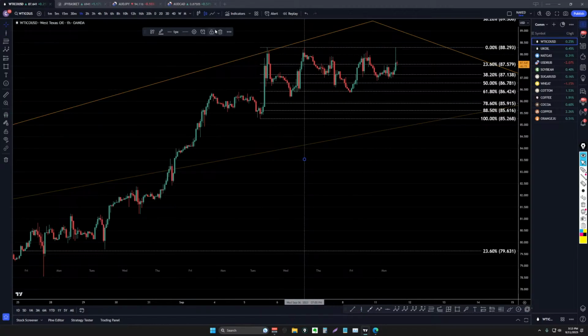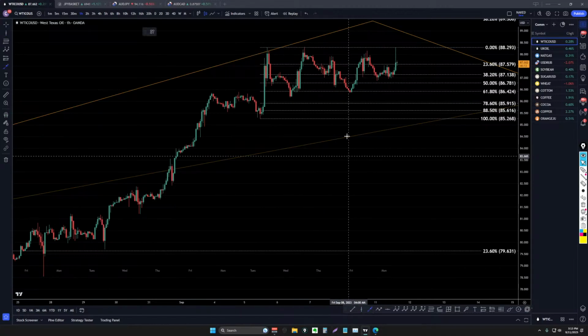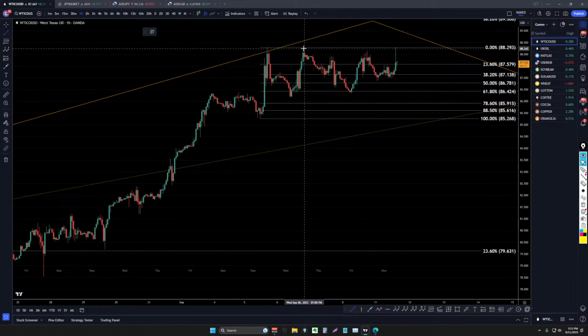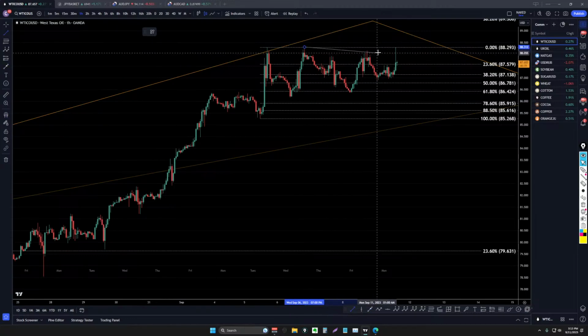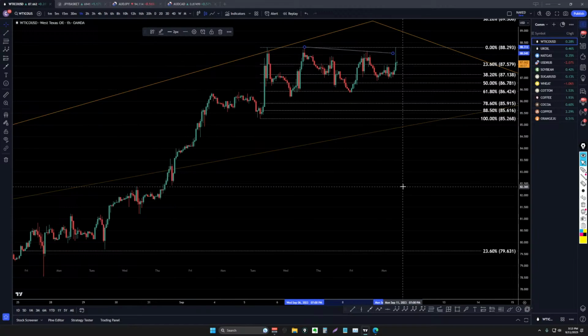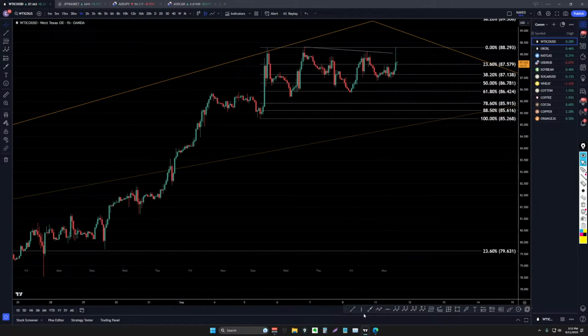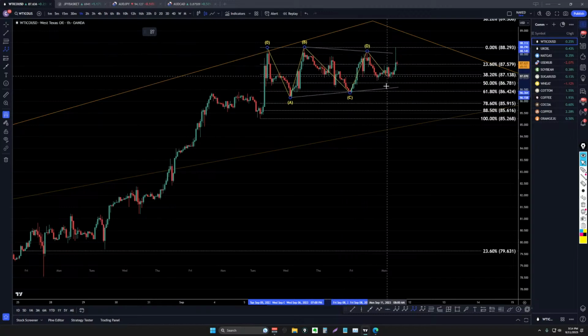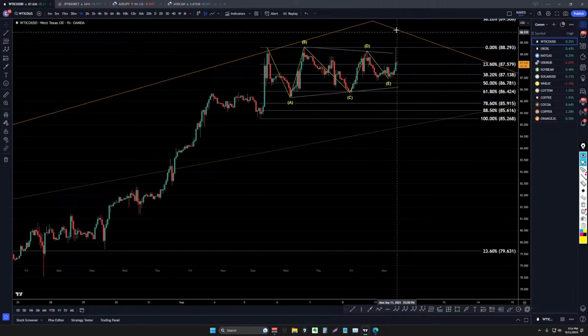Probably like, oops, wrong one. I want the trend line. So this is definitely a triangle. It's a contracting triangle. For sure, look at that. That's actually pretty nice. It's definitely not nice, but in hindsight, we can see what it is. A, B, C, D, E. And then this spike right here is probably the wave 5.